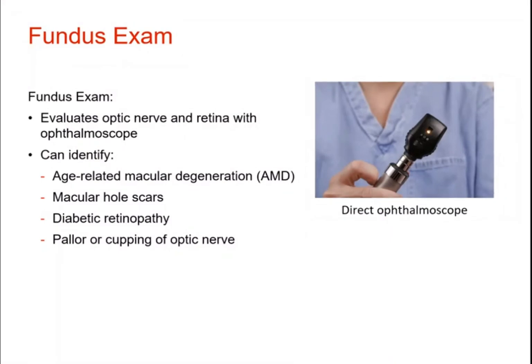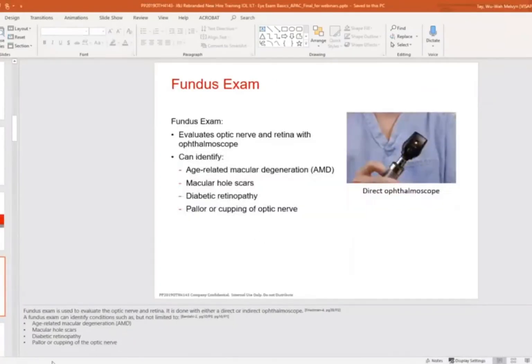For the Fundus Exam, there are two ways to perform it. One is a direct ophthalmoscope, which looks like this, right? Basically, the examiner points it into the eye and looks through the other side. I'm going to show you a video that demonstrates that.